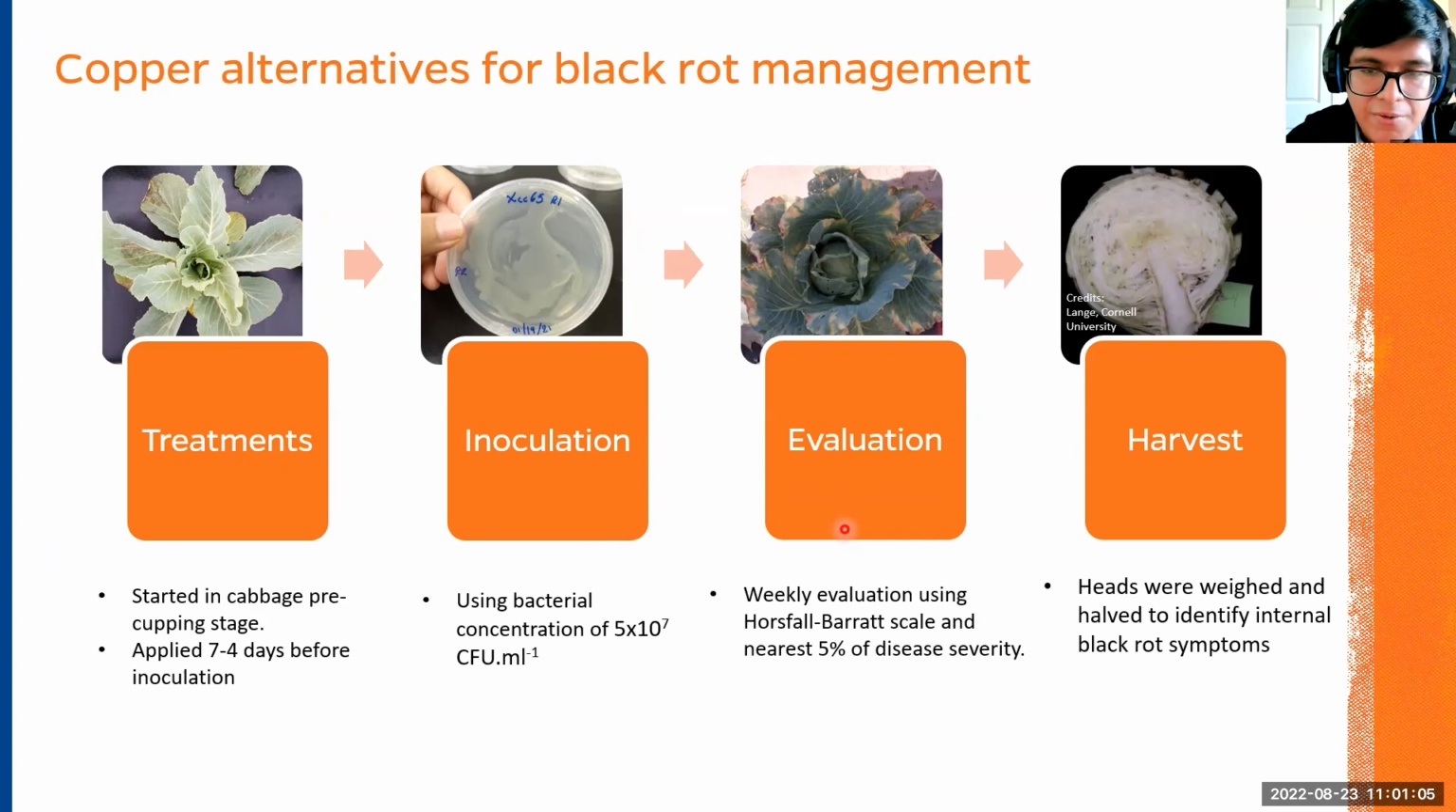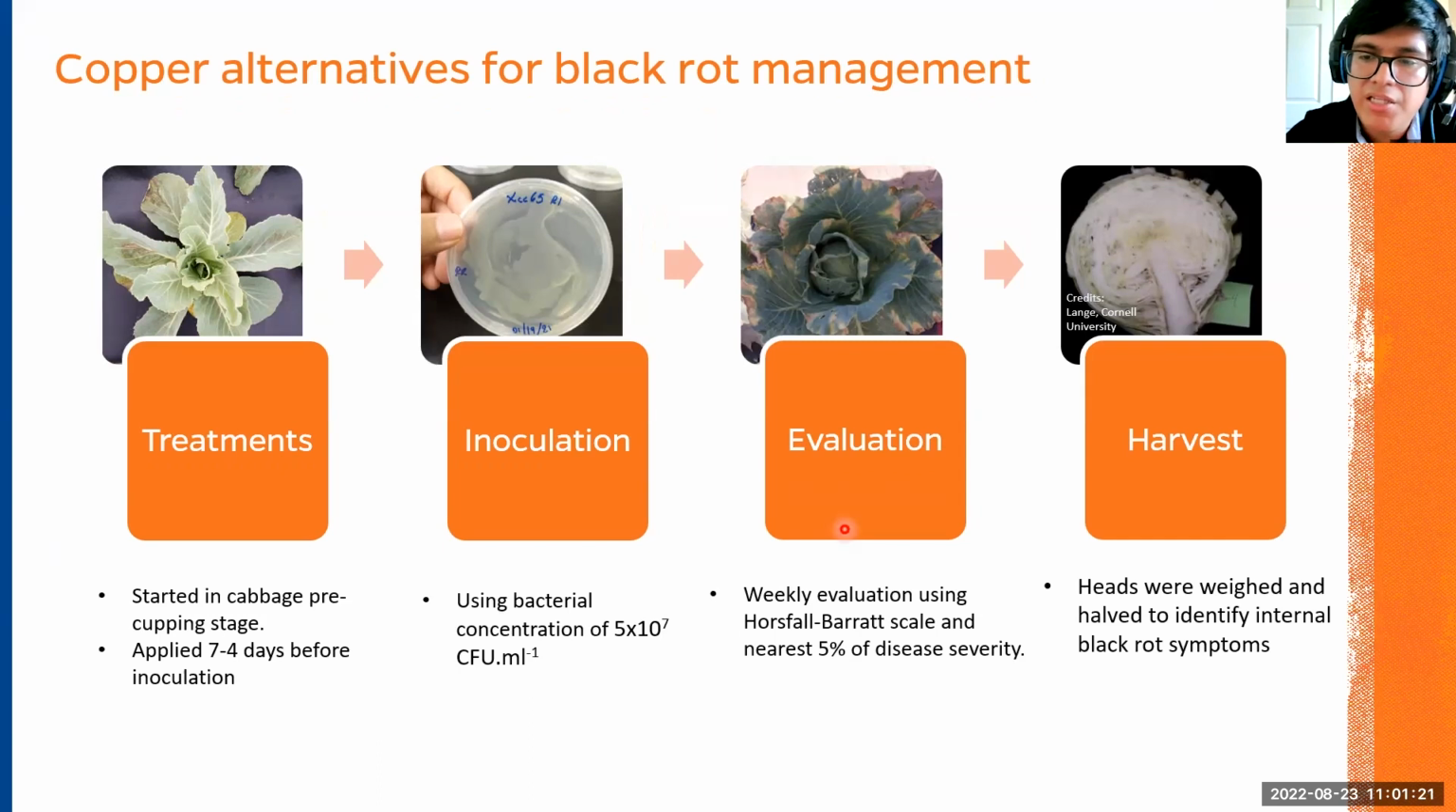At the end of the trial, what we did was calculate the area under the disease progress curve. This is a summary of disease over time that is going to tell us how much disease we get at the end of the season in each treatment.